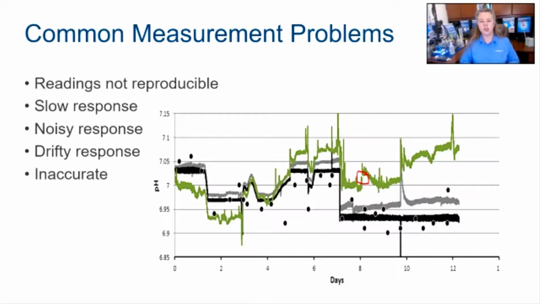Your response is super, super noisy, or you're not getting any accuracy. When you look at this graph, the black dots are actually from offline measurements, and the gray and the green are your online measurements. So they just did a best fit on the black dots. And look how noisy it is, and it's drifty and they don't match. This is room for anxiety and a little stress when you're doing bioprocess.